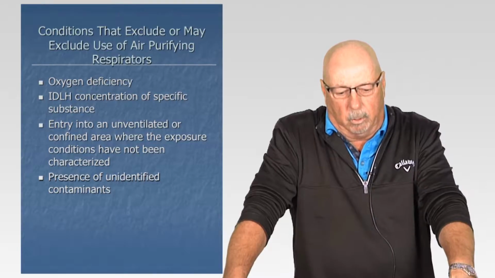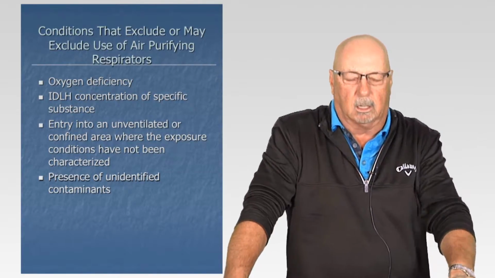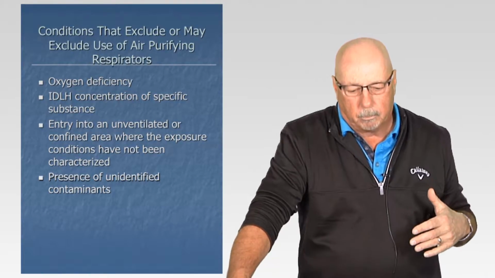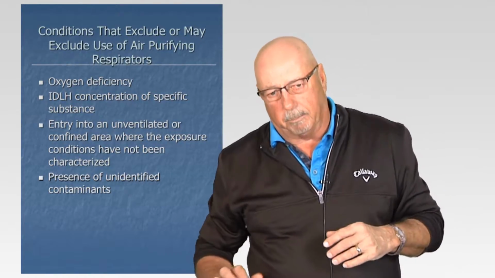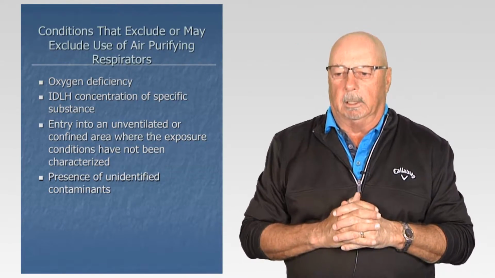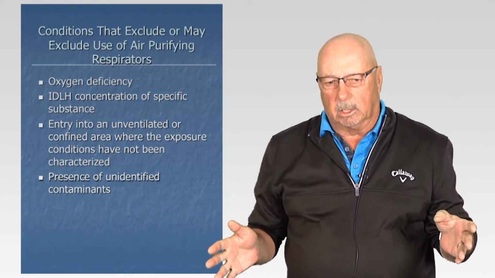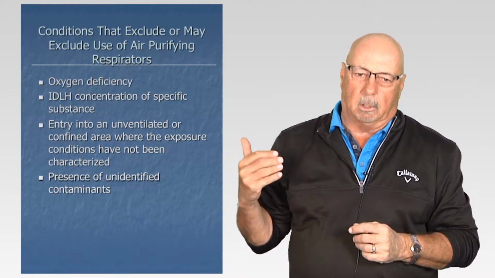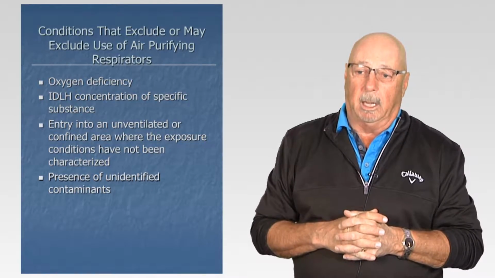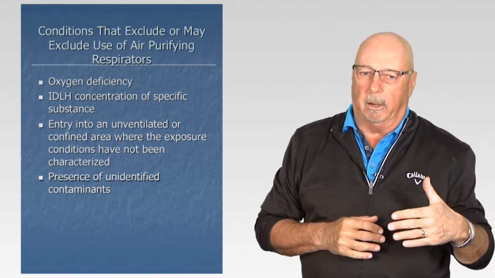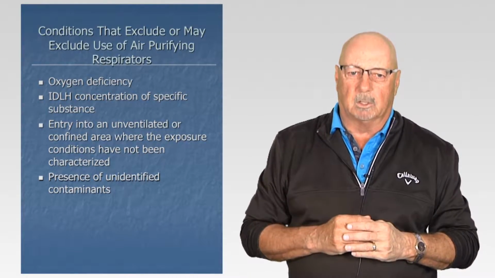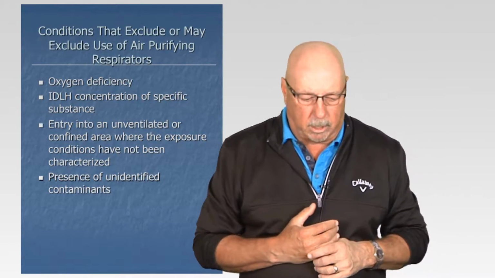A third scenario would be entry into an unventilated or a confined space area where the exposure conditions have not been fully characterized. So if we've got, for example, a tank or an underground vault where workers have to go down into, we don't know exactly what might be present, then for workers to go in and enter that area, we have to assume the worst case scenario, and the workers must wear an air supplied respirator.